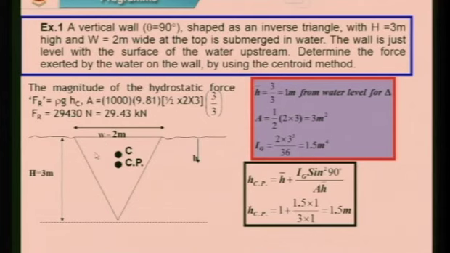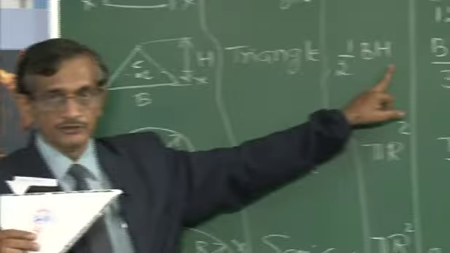First we will start to calculate the area of the triangle. I think my students, they know how to calculate the area of a triangle. A is equal to half base into height. I have shown in the formula also, half base into height, okay.